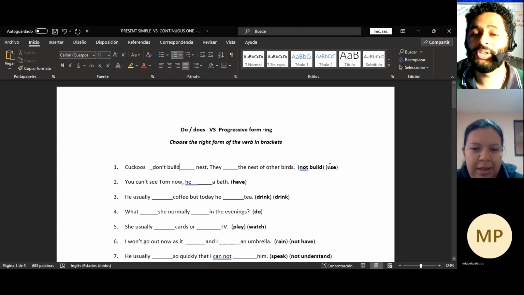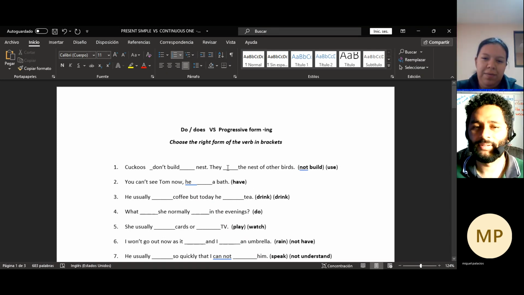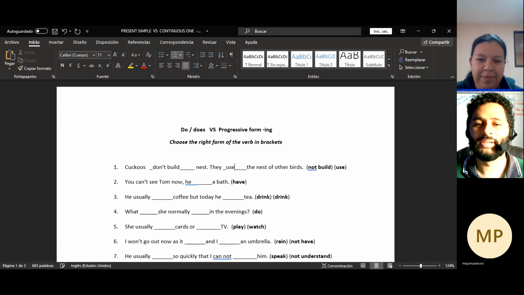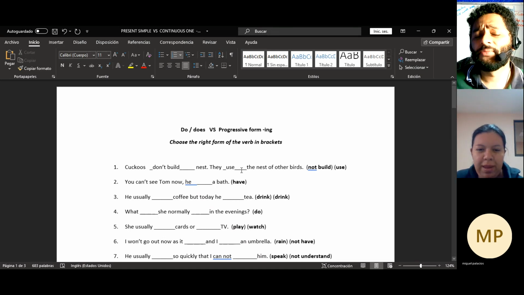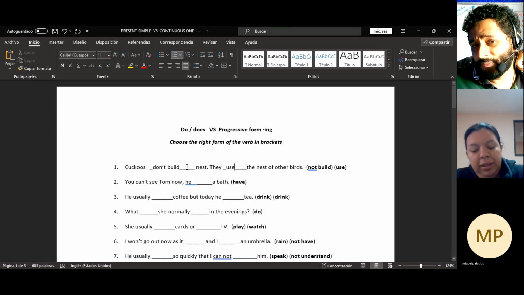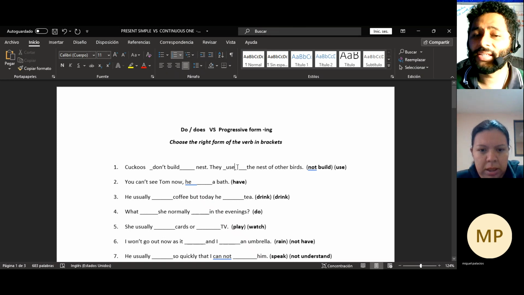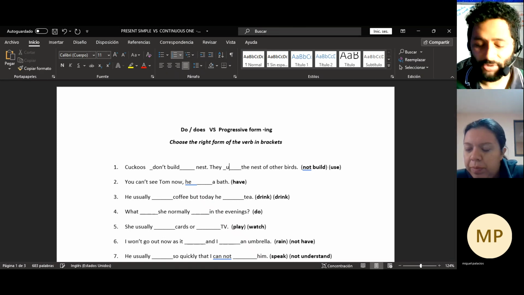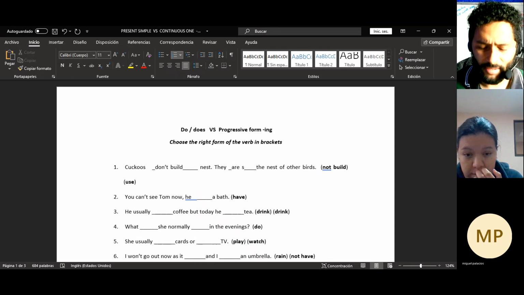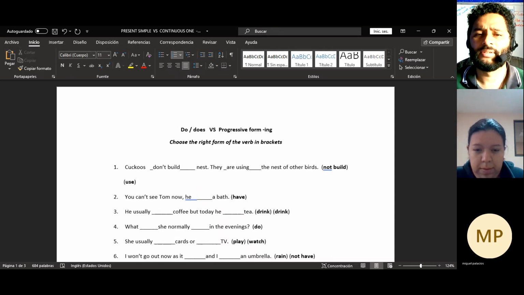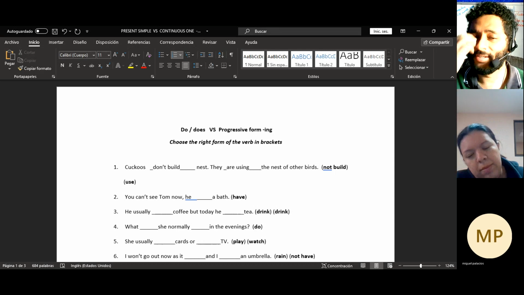Then you have the verb use. They use the nests of other birds. Exactly. So you have these two options, right? For example, let's say that instead of use, you have they are using. Is that correct or not?